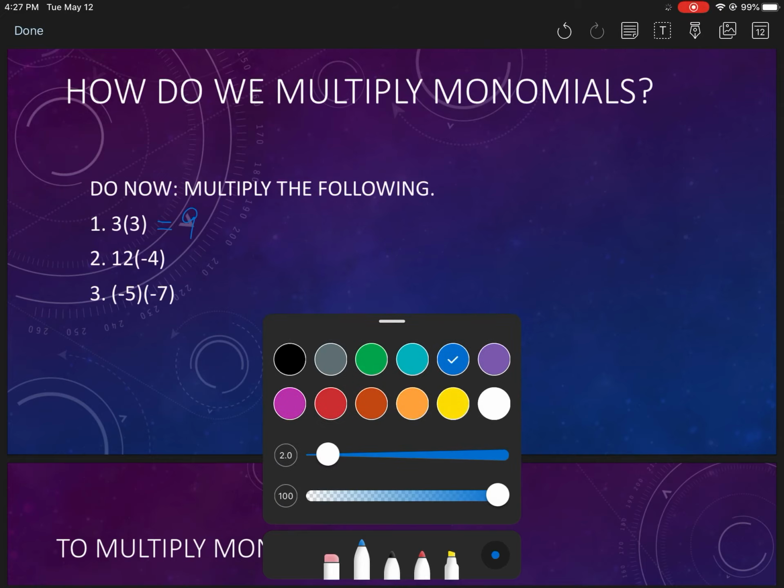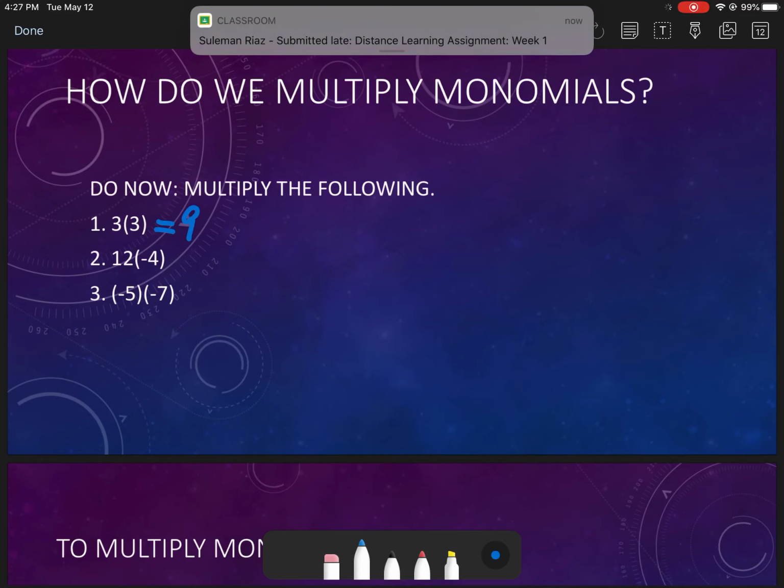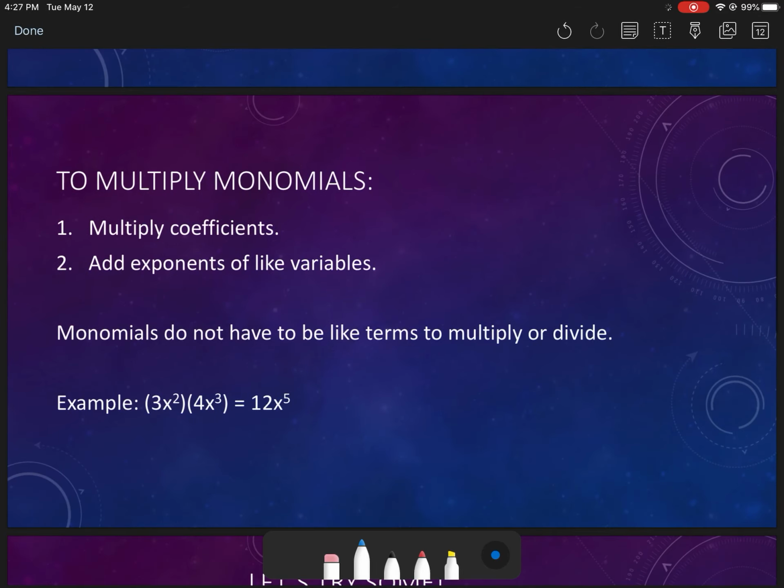Let me make this a little bit darker, a little bit thicker. Is that better? Yeah. Okay. 12 times negative 4, that's going to give us negative 48. And negative 5 times negative 7, remember double negative is positive, so we get positive 35. All right, let's jump right in here.